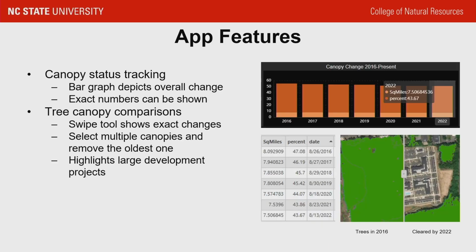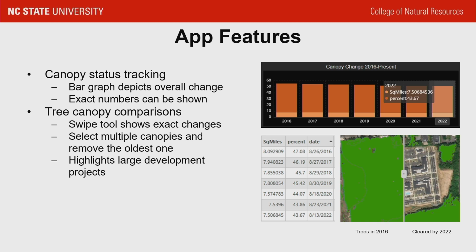So the features of the application, as I mentioned, include the bar graph representing 2016 to the present year. This is for the overall canopy status tracking. It depicts the change. Year to year, there's not a lot. And this is when I figured out, okay, that's why they do seven-year increments, to not waste money and learn nothing. And as you hover over them in the application, you can see the square miles and the percent coverage from year to year. And additionally, as a way to explore that, I added a tree canopy comparison via the swipe tool within the application.